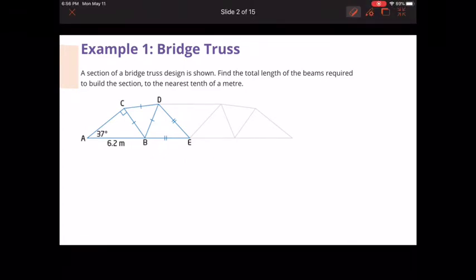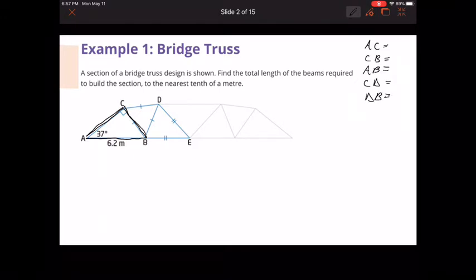So in the end, we want to add up all of our line segments. So I'm going to start by just writing them out to make sure that I've got them all. So my first triangle is AC, CB, and AB. So I've got those 3 written out. I don't need to do CB again for my second triangle. So I do have CD and DB or BD. Doesn't matter which one goes first. So now I've got those 2 lines.